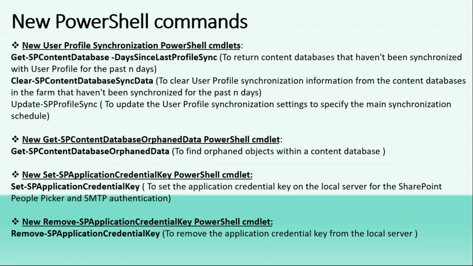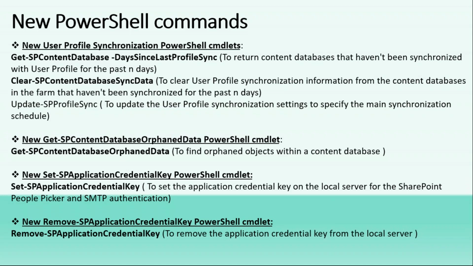So, new PowerShell commands. Yes, we have a couple of commands which have been introduced in SharePoint Server 2019. We have Get-SPContentDatabase with a parameter for days since last profile sync. What this does is return content databases that haven't been synchronized with the user profile for the past n days, which I believe is referring to the sync DB. Then Clear-SPContentDatabaseSyncData, and the explanation has been given for that, and Update-SPProfileSync. So these are new PowerShell commands introduced for the user profile synchronization.